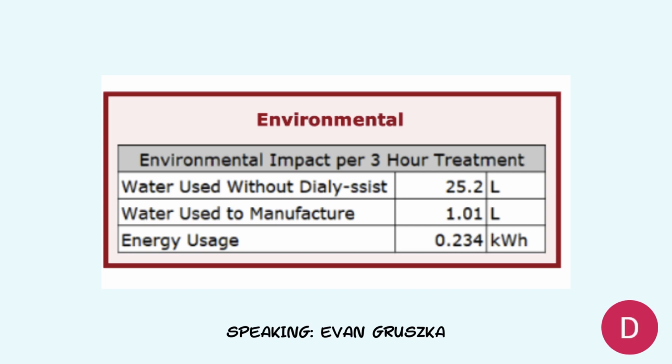Next, we'll be speaking about the environmental section. The environmental impact per 3-hour treatment of dialysis was assessed, and it was determined that the water used without the dialysis system totals to about 25.2 liters of water per treatment. Using the GREET life cycle analysis software, it was determined that 1.01 liters of water would be used to manufacture this system. And then, using the energy components of the UV filter and the pump, it was determined that the dialysis system would use about 0.234 kilowatt hours per the 3-hour treatment.